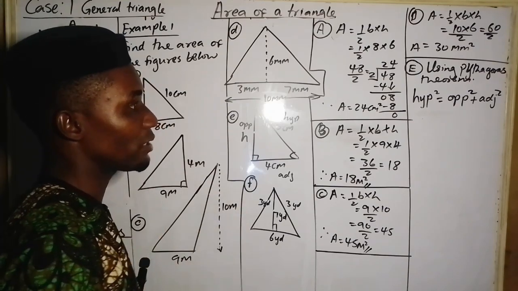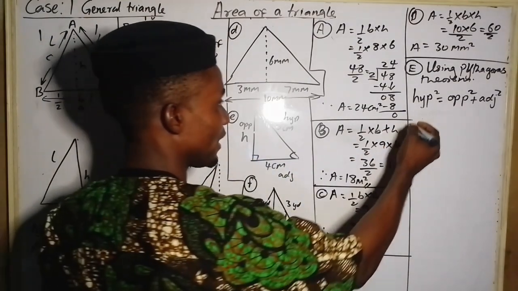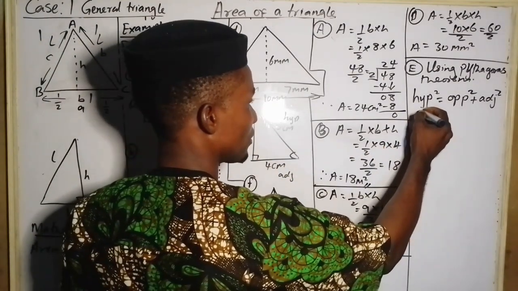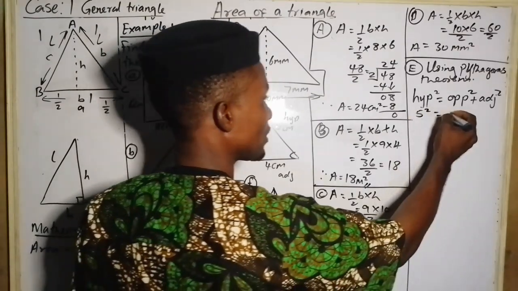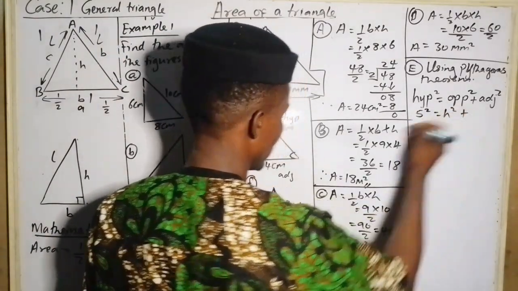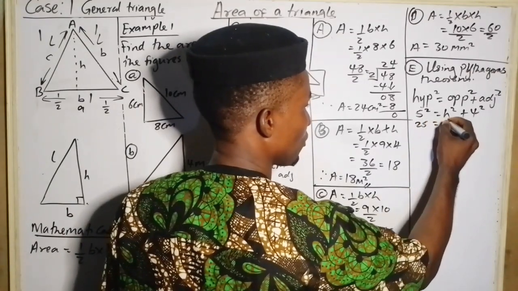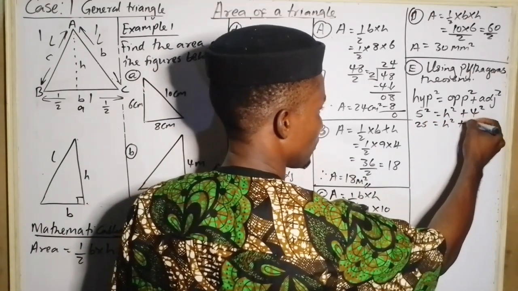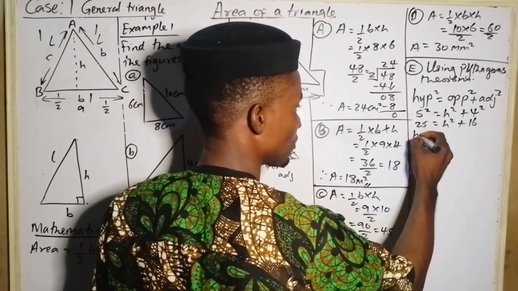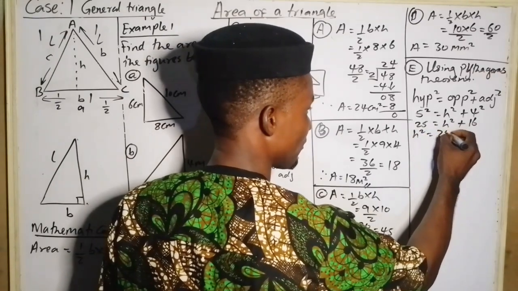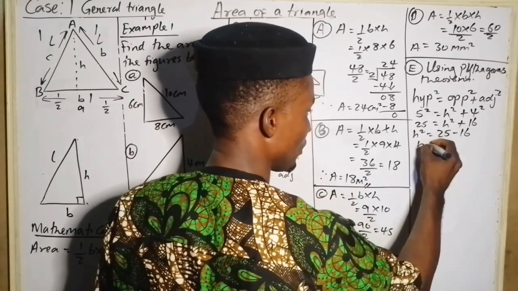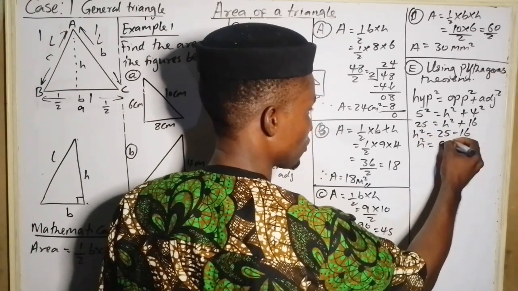Now, let's find our height. So to find the height, we know our hypotenuse to be 5. 5 squared equals opposite, which is h, squared, plus adjacent, which is 4, squared. This is 25 equals h squared plus 4 times 4, which is 16. When you collect the like terms, you are going to have h squared equals 25 minus 16. So h squared equals 9.